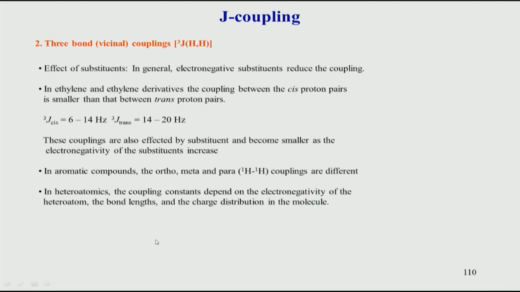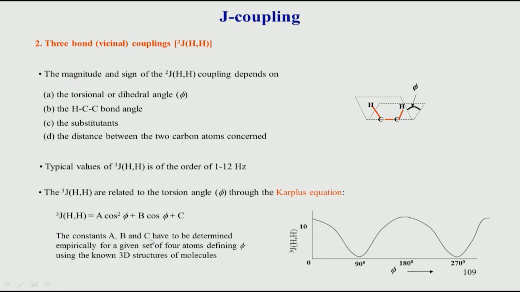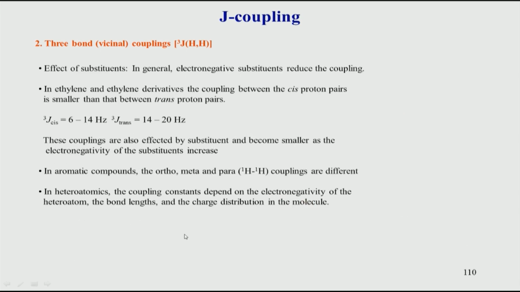So, this is one of the very famous equations which is used, given a phi value, to calculate J, or vice versa, given a J value, at least to estimate what could be the bounds, the possible values of phi. Further, the effects of substituents depend on the structure of the molecule, and you can see here that in aromatic compounds there are long range couplings and the ortho, meta, para couplings between the hydrogens are different.